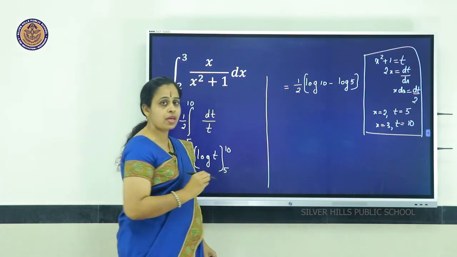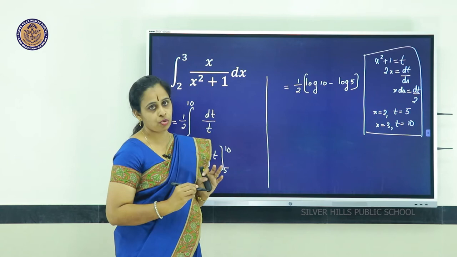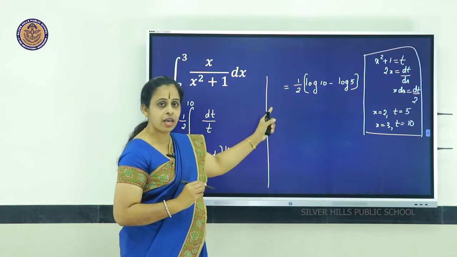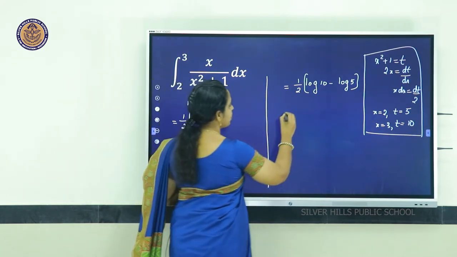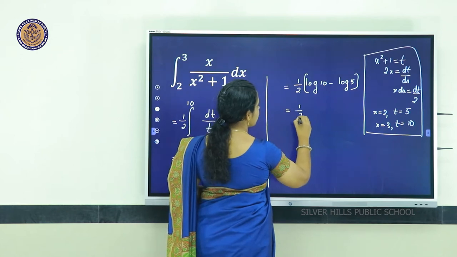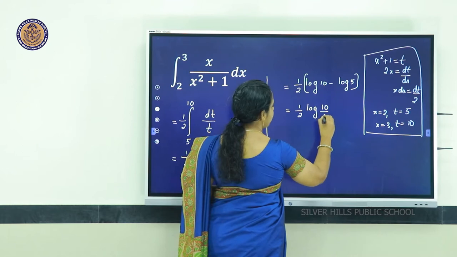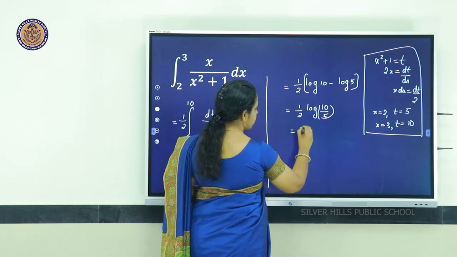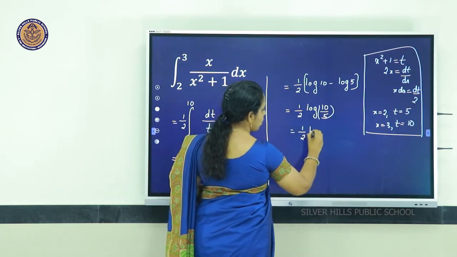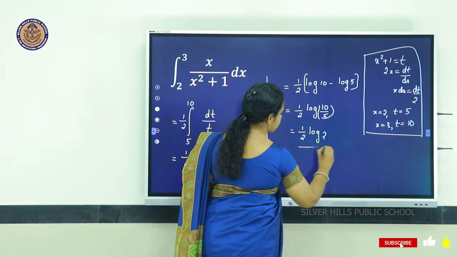Log a by b is log a minus log b. Here you can see log a minus log b. So, this will be equal to 1 by 2 into logarithm of 10 divided by 5, which is 2. So, the answer will be 1 by 2 log 2.